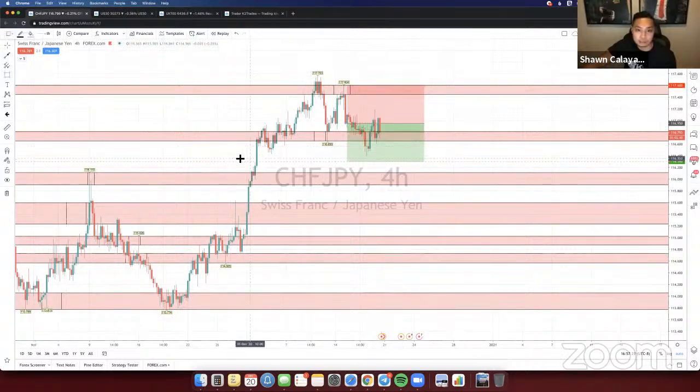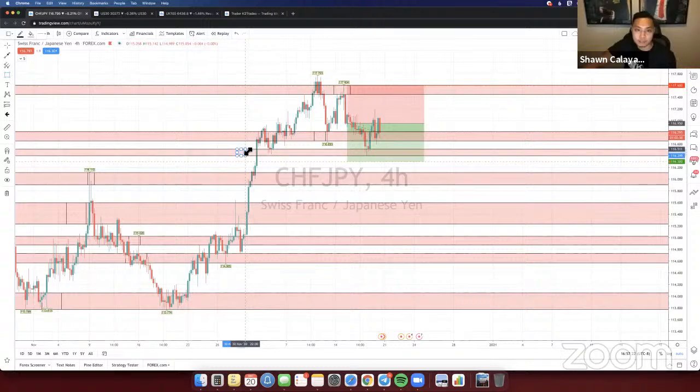So I could probably see you looking at this right here. Maybe this is the double bottom that you're identifying. If that's what you see, then possibly, but it looks like a messy double bottom for me. So yeah, we'll see how that plays out.